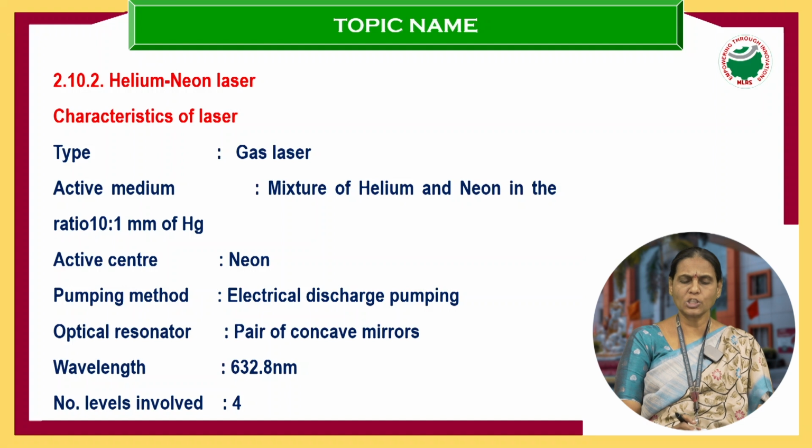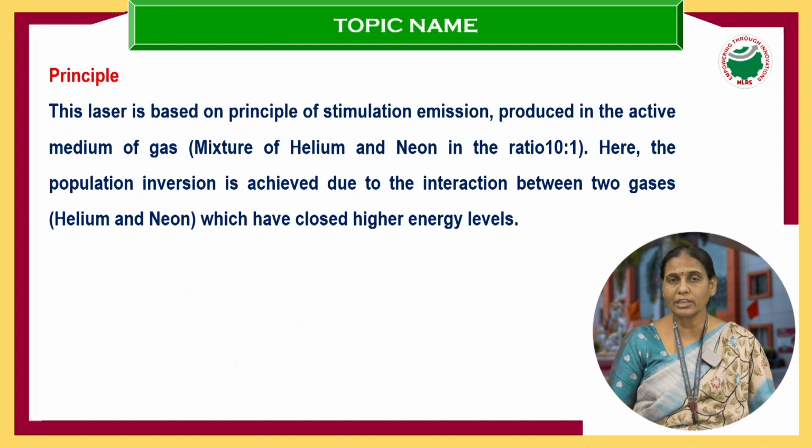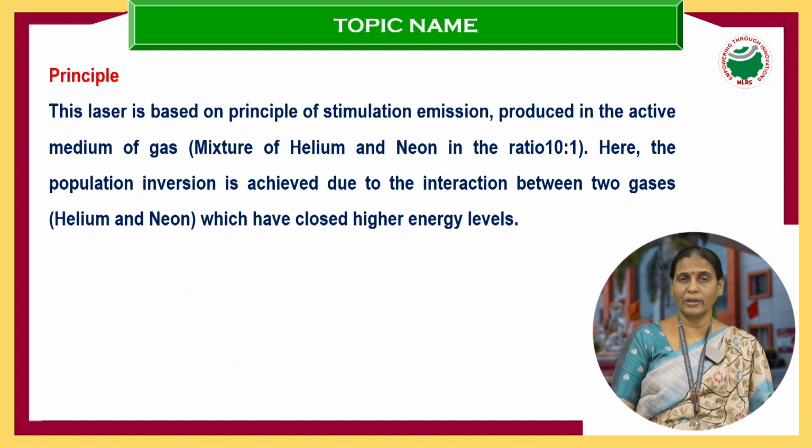Now, what type of pumping is used? Electric discharge pumping is used. Now, the optical resonator: here we are providing two plano-concave mirrors. Now, what is the output wavelength produced? 6,328 nanometers of intensified output is produced. The number of levels involved in this energy level diagram is 4 energy levels. Now, what is the principle? The laser is based on the principle of stimulated emission produced in the active medium of the gas. What is the active medium? Neon is the active medium here.